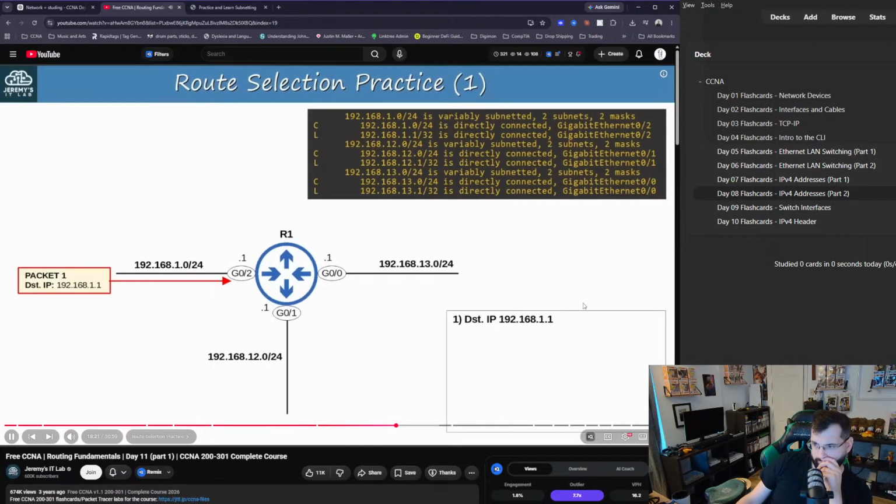Now let's look at a few examples to practice route selection. R1 receives a packet destined for 192.168.1.1. Looking at its routing table, which route will it select for this packet?